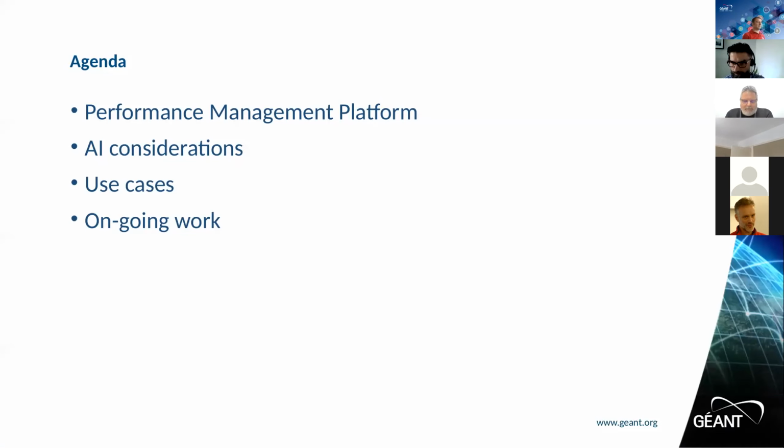And after the summary of the performance management platform that you were hearing in a couple of recent presentations before me, I will be talking briefly about the usage of artificial intelligence algorithms for network monitoring and management, and about possible use cases for the performance monitoring platform, and about some of the ongoing work that we are doing now.